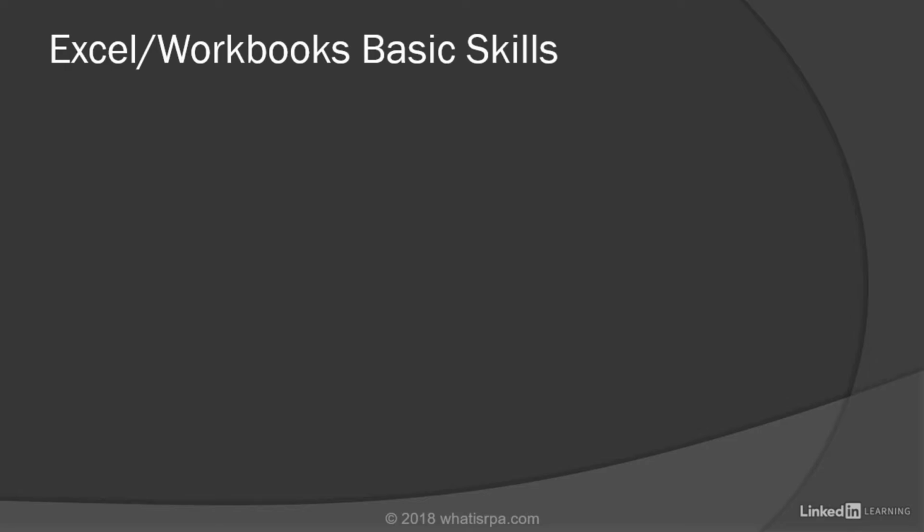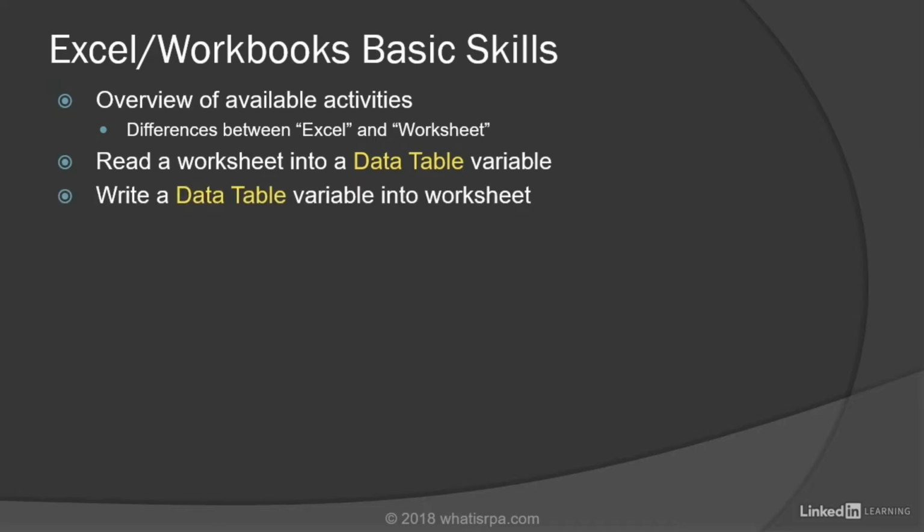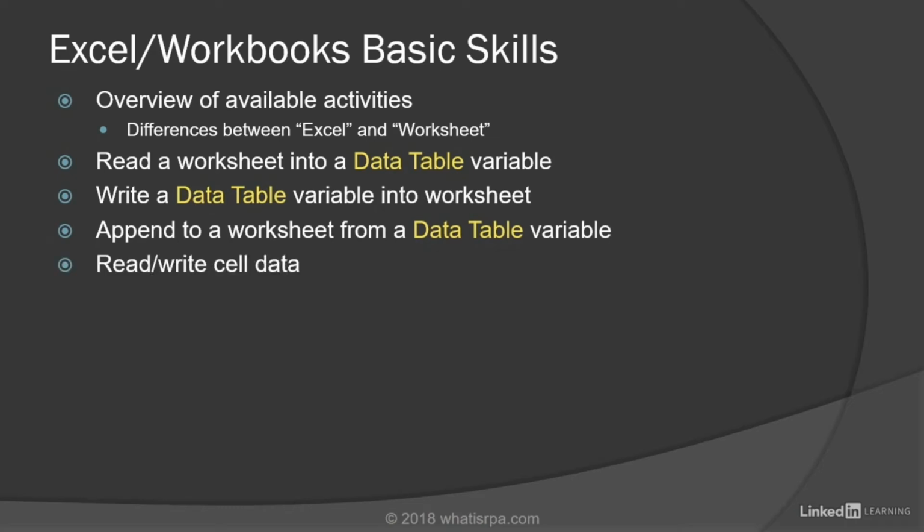In this section, we'll learn some basic skills for Excel and workbooks. We'll have an overview of the available activities, and specifically we'll talk about the differences between Excel activities and the more generic worksheet activities. We'll take a look at how to read a worksheet into a data table variable. Then we'll talk about writing a data table variable into a worksheet. We'll have a look at appending to an existing worksheet from a data table variable. And finally, we'll look at how to read or write specific cell data. Excel and workbooks are a very important aspect of RPA, so let's jump into it and take a look.